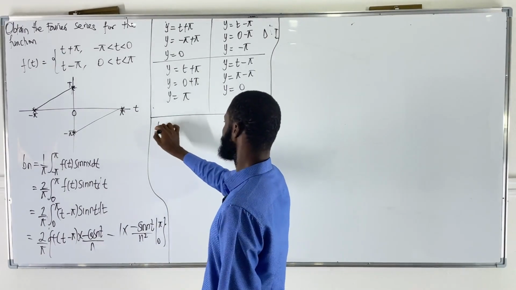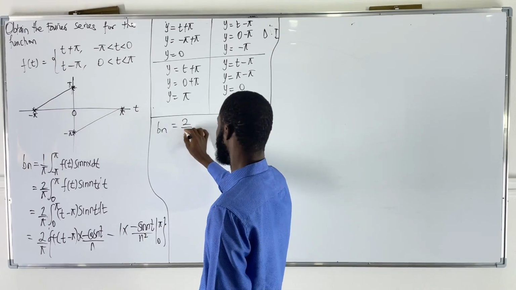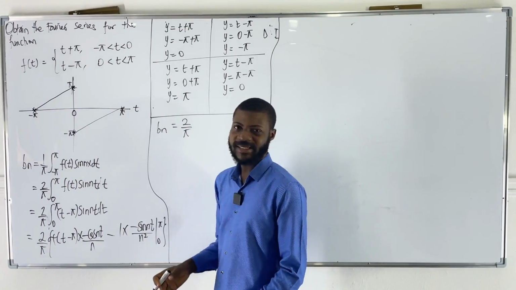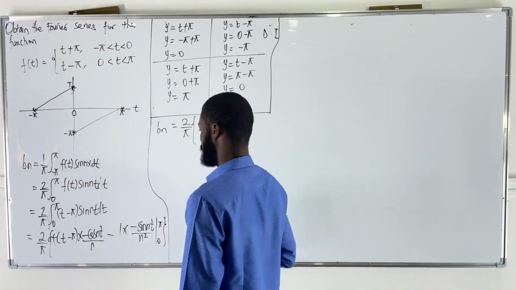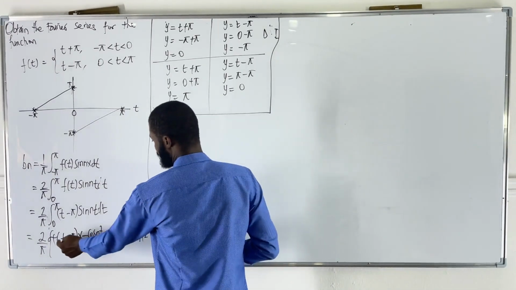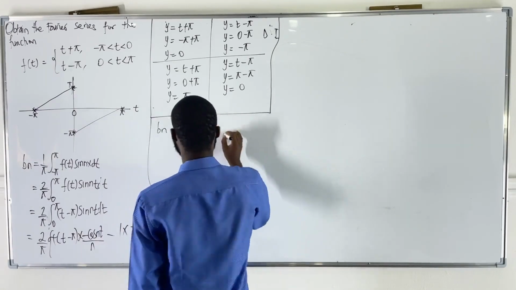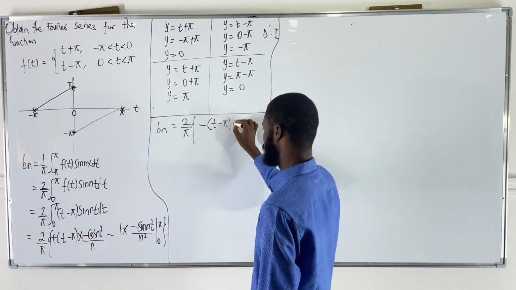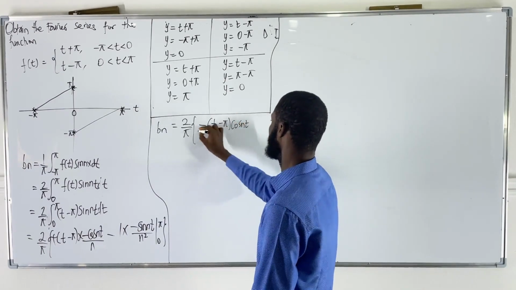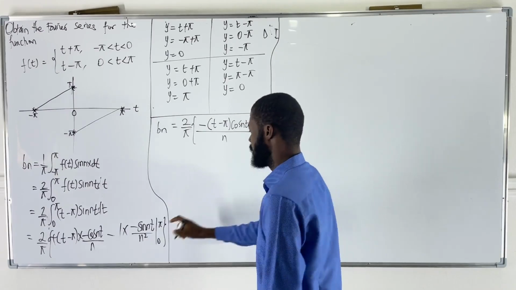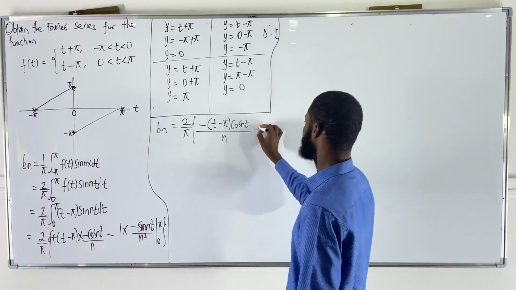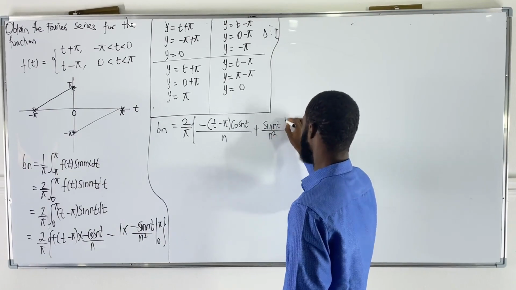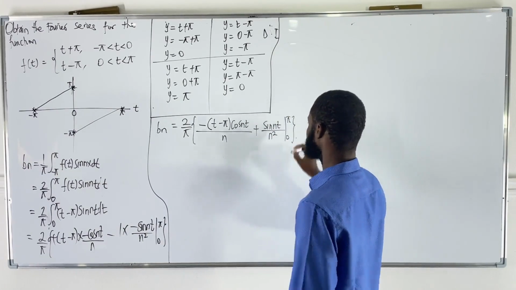Okay, so our b sub n will become 2 over pi. Now let's simplify this whole bracket. It's looking kind of messy. So let's make it simplified. So bring this minus to this place. So this will be minus bracket t minus pi cosine of nt over n. Minus times minus is plus sine nt all over n squared. And this is from 0 to pi.